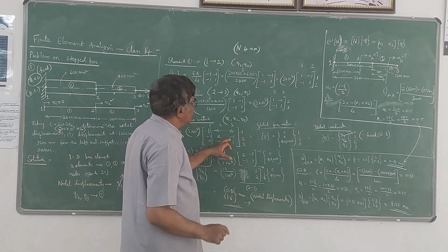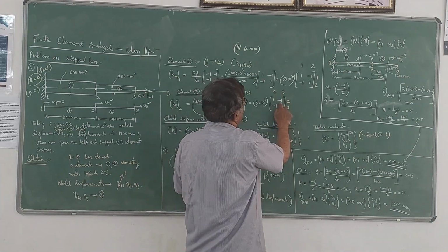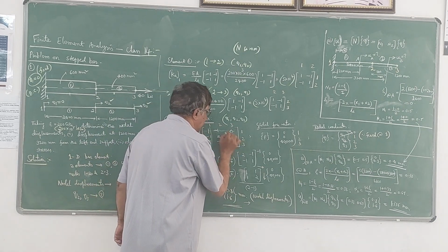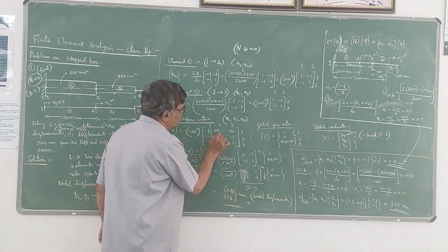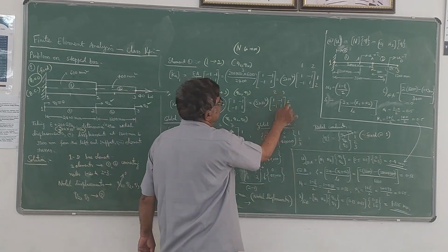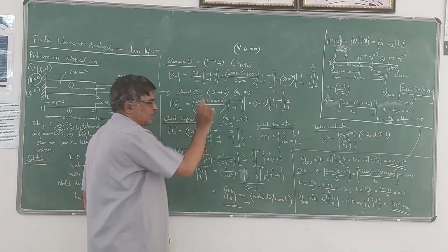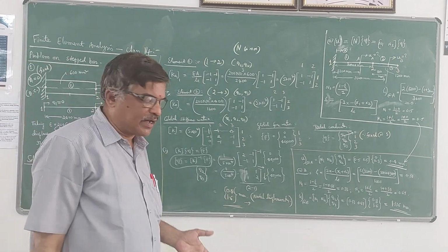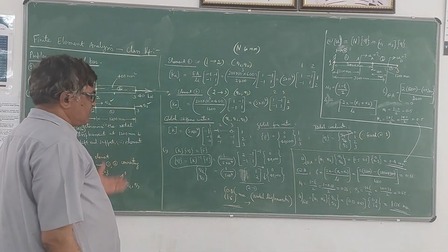Then 3 2 is minus 1. So that you have to write. So since it is symmetric, once again, second row and second column they are same. So this becomes minus 1. And the last element will be 3 3, which is 1. So that I have written here. So this is how you can combine the element stiffness matrices to get the global stiffness matrix.